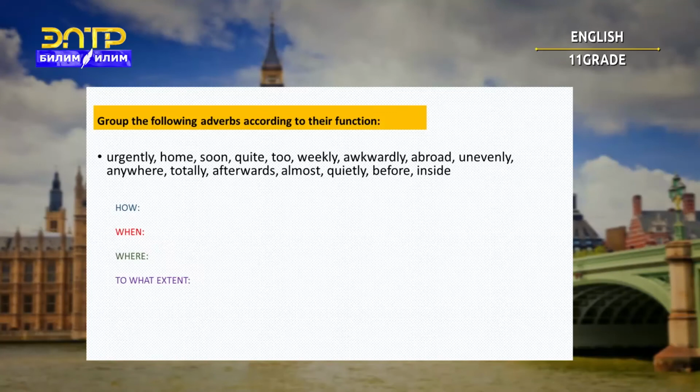Here, group the following adverbs according to their function. Here I'm giving you 1 minute to put these words in their categories. So the categories are how, when, where, to what extent. Words you have to put: urgently, home, soon, quiet, to, weekly, awkwardly, abroad, unevenly, anywhere, totally, afterwards, almost, quietly, before, inside.